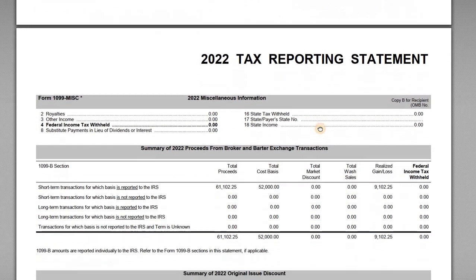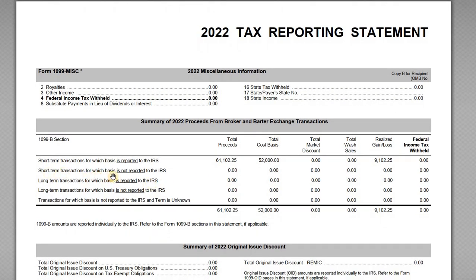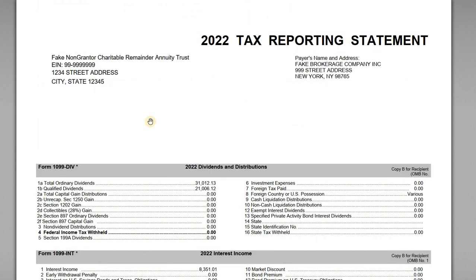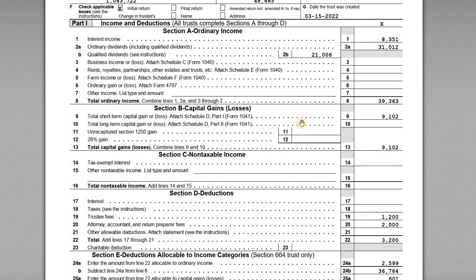And then on the second page here, we've got the summary of the short-term capital gain and loss transactions. So we sold, let's just say we sold one stock, so we had the proceeds, the cost basis, and then we've got our realized short-term capital gain for the period. All right, so use this information to help prepare your trust return.